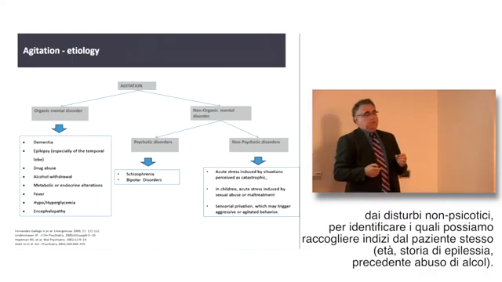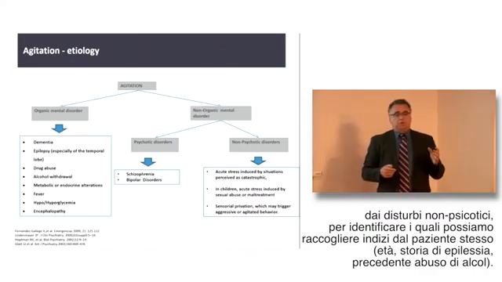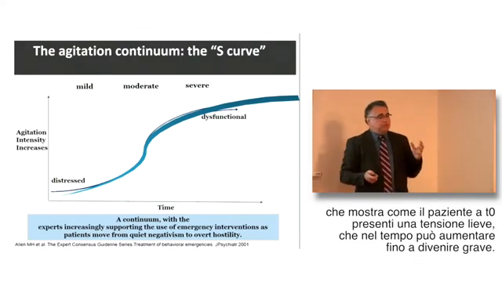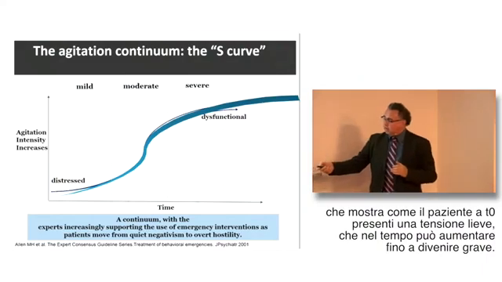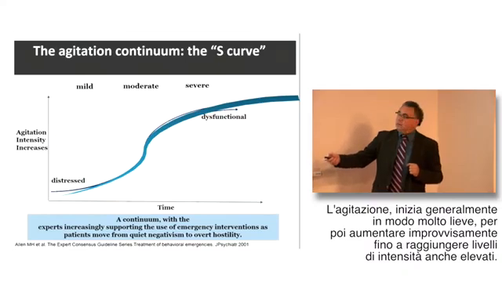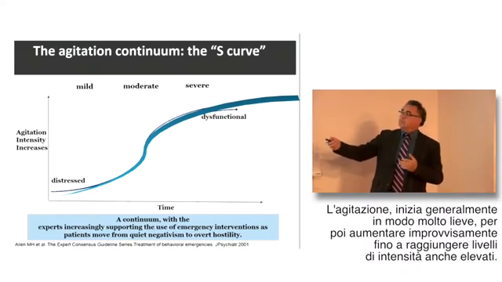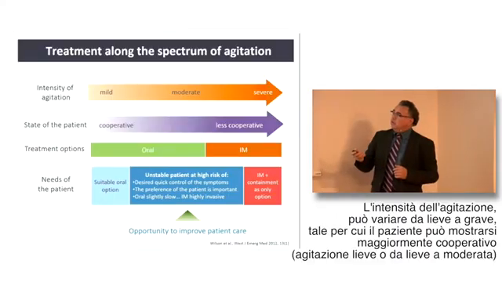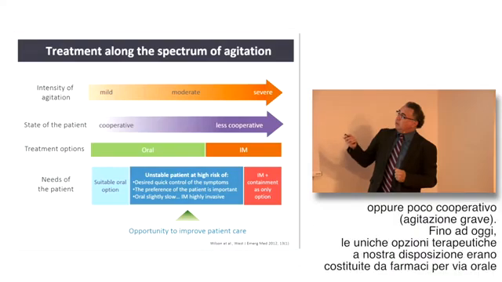What is extremely important when defining agitation is to understand this S-curve, this profile in which patients start with some tension. This is time, and this is the severity. Agitation starts very mild, and then suddenly it escalates and gets to a very high, dysfunctional severity. So one of the critical points for agitation is early intervention. The intensity of agitation can go from mild to severe. The patient can be cooperative when the severity is mild or moderate, and when the agitation is very severe, the patient is normally less cooperative.